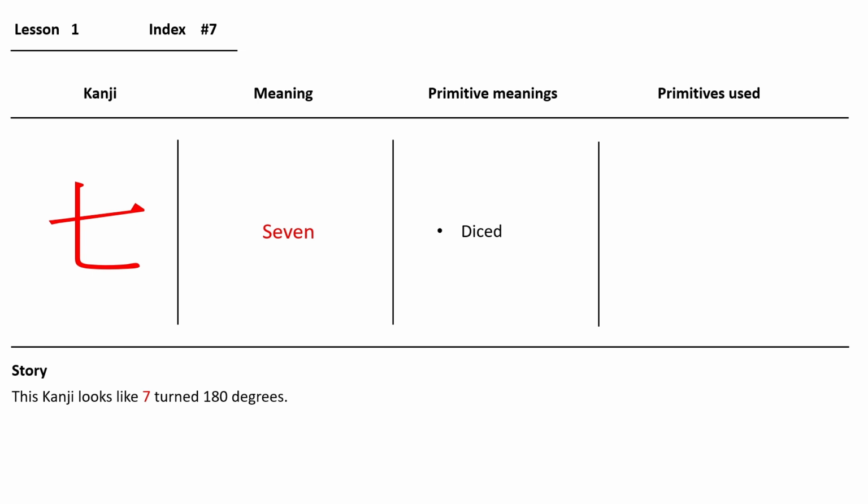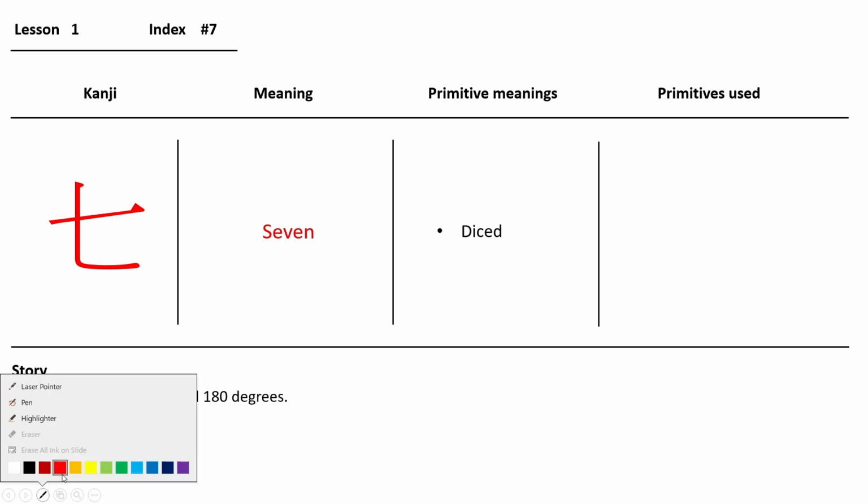And funnily enough, this kanji also means 7. The meaning of this kanji is 7, but if it's used in other characters, it can have the primitive meaning of diced. So in other characters, sometimes we can use the meaning of diced to help us remember the story of that character. But because this character is also quite simple, we don't really have any other primitives, and we just remember this one by saying that this character looks like 7 turned 180 degrees, right?